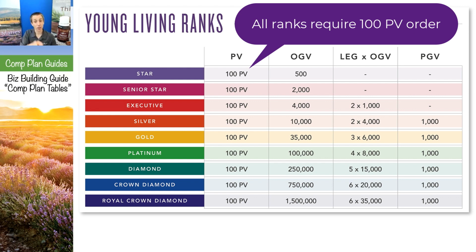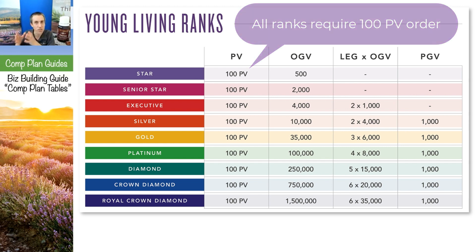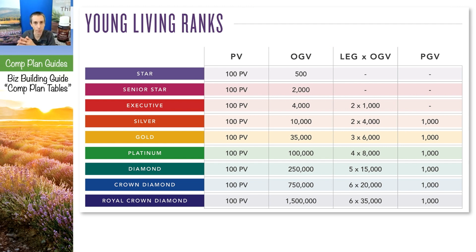And that's hopefully really obvious with that very first column that says PV, Star 100 PV, and all of them say 100 PV. So I just wanted to draw your attention to that, and I want you to have a clear understanding of the differences between qualifying for a rank, which is what this table's all about, and the previous table you saw, which is all about the commissions and bonuses that you can earn with the comp plan.